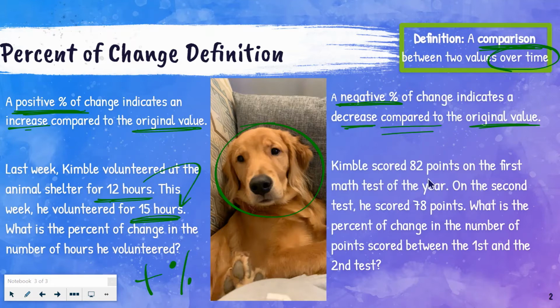Kimball scored 82 points on his first math test of the year. On the second test, he scored a 78. He scored 78 points there. That is a decrease going from the original test, the first test of the year, to the second test. That decreased by 4 points. So you might think that's minus 4 points or minus 4% because tests are generally a percentage, but we're really talking about compared to this 82, what is that percent of change? How much does that 4 actually represent compared to this 82?